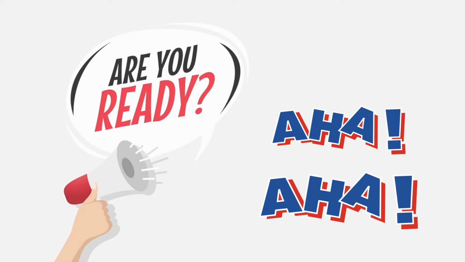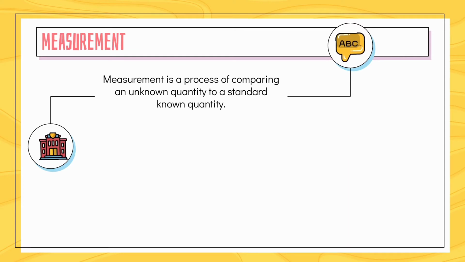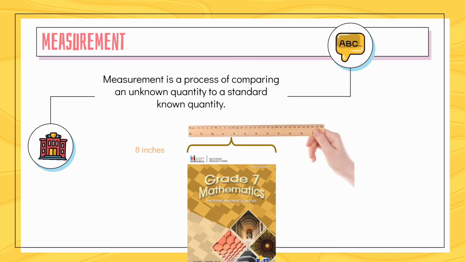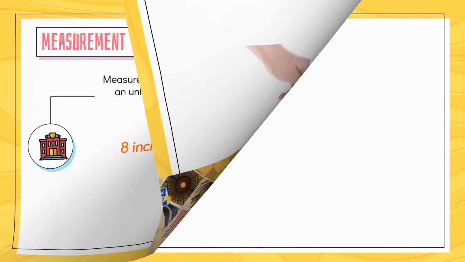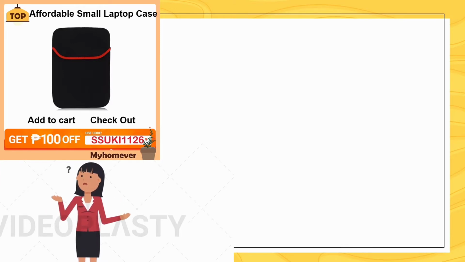So as we know, measurement is a process of comparing an unknown quantity to a standard known quantity. Here we tend to compare an unknown quantity to a standard unit. Let us put it this way. Say you are selling a laptop case online. Obviously, you will not just say that the case is small or big. Your buyers might be confused for they cannot visualize the dimensions of your product. Also remember that for you, the item might be small, but to others, it does not.